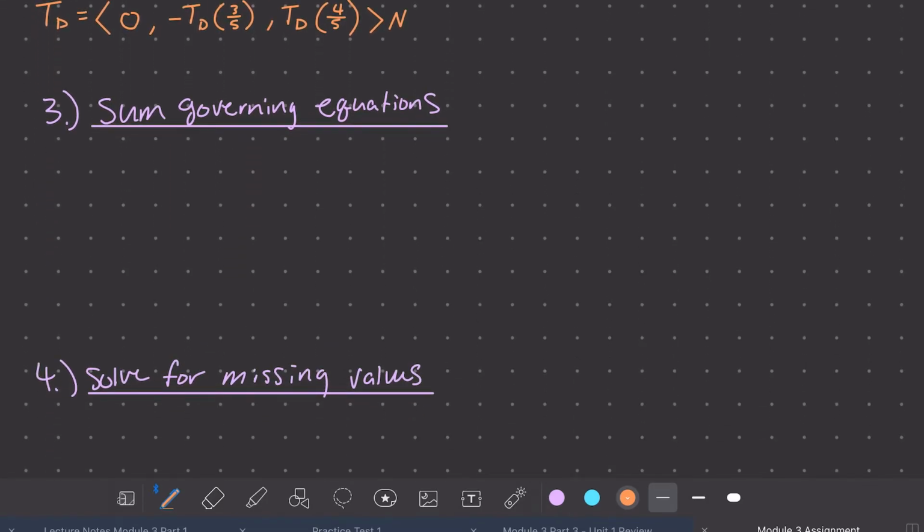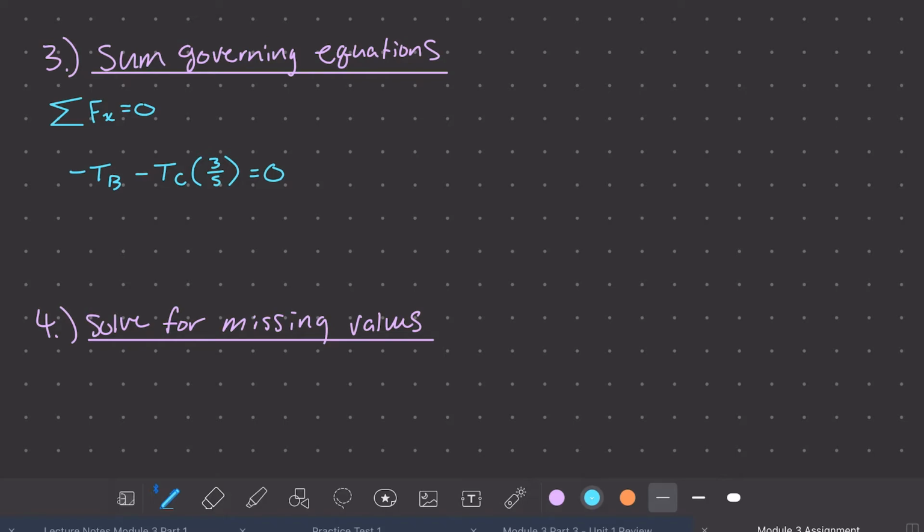Now we can move on to the sum or governing equations and start with the sum of the forces in the x direction and make that equal to 0. And for that we get negative TB minus TC multiplied by 3/5 is equal to 0. Then we can solve for TB, and we get TB is equal to negative TC times 3/5.